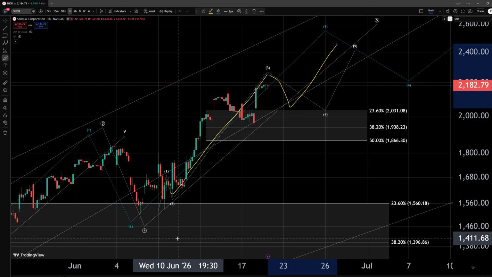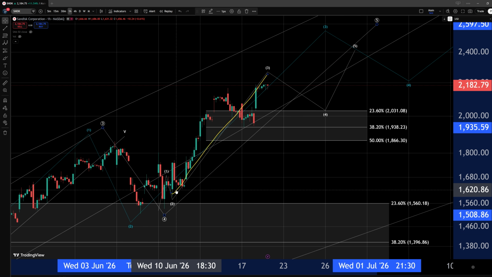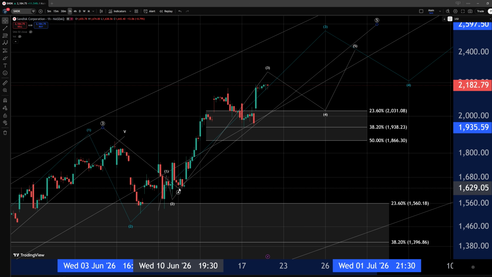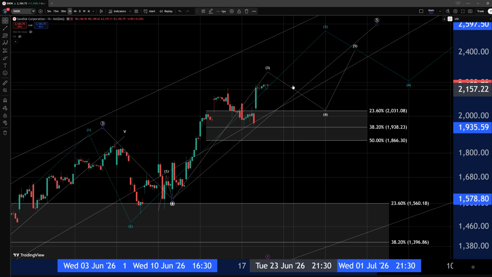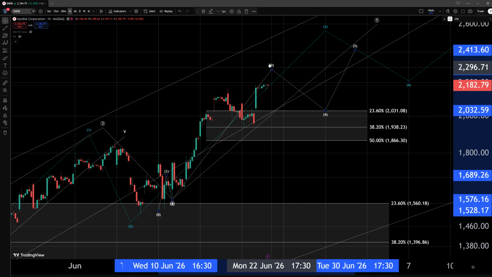Because it is possible for this wave 4 to have instead bottomed here, where, yes, we wouldn't need any further highs once this wave up is complete.